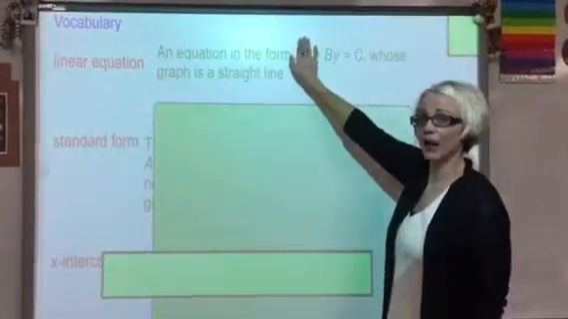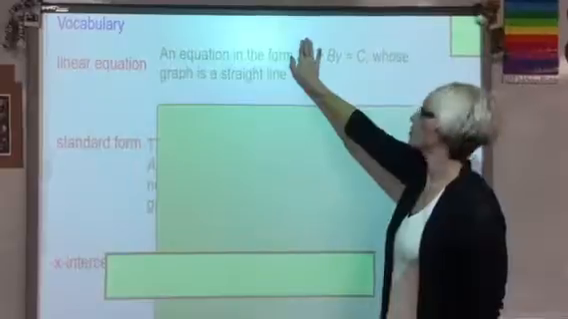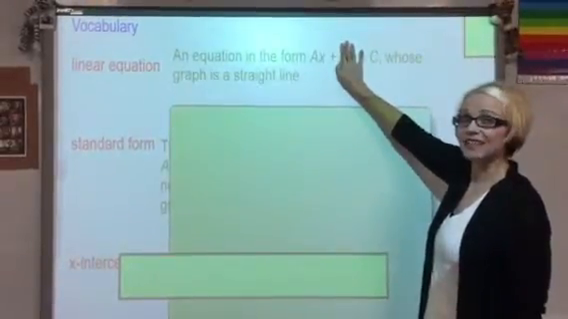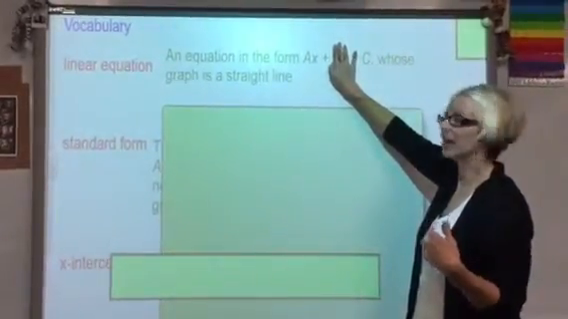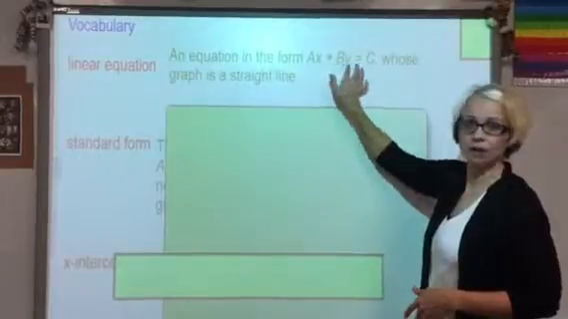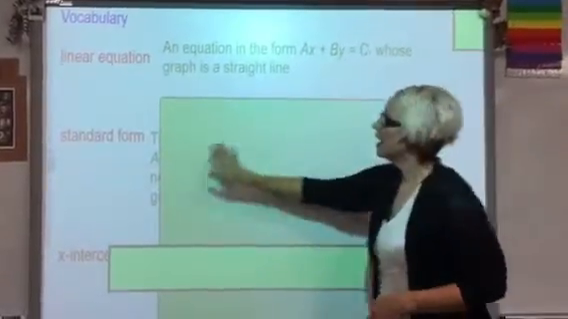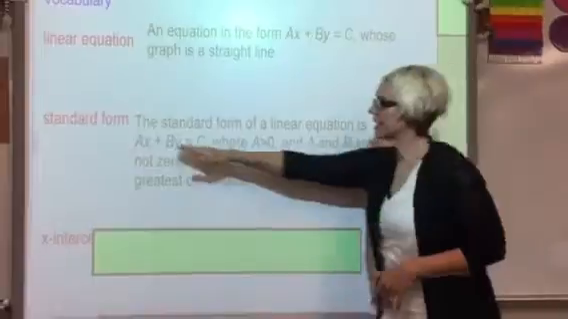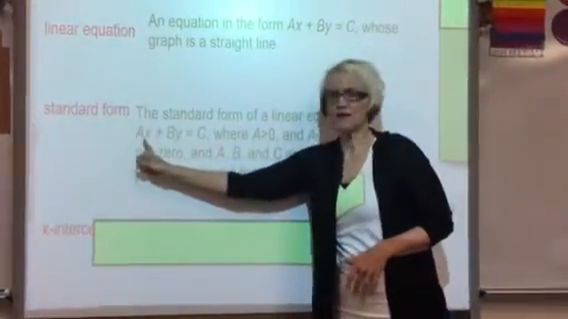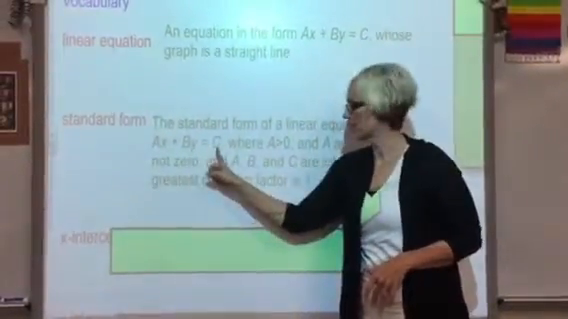To make it linear, it has to be just 1 power. I could have just a y, and that would be a horizontal line, which I'll show you in a little bit, or it could be just an x, which is a vertical line. But you definitely have 1 power of both variables. Standard form of a linear equation is ax plus by equals c. So you have to have the x first, then the y, and then the constant.